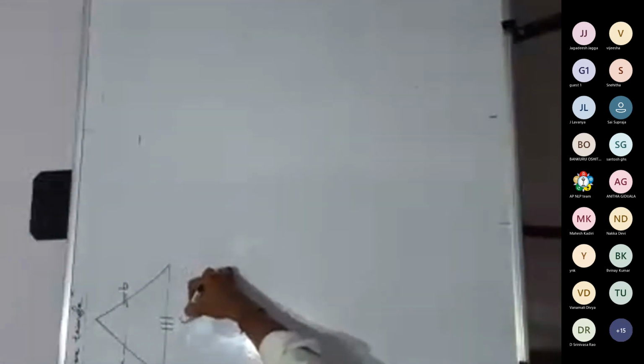scalene triangle. All the sides are different. Here we have A, B, and C. All the 3 sides are different. We can call it a scalene triangle. A, B, C are the vertices, and small a, small b and small c are the sides of the triangle. This is a scalene triangle.